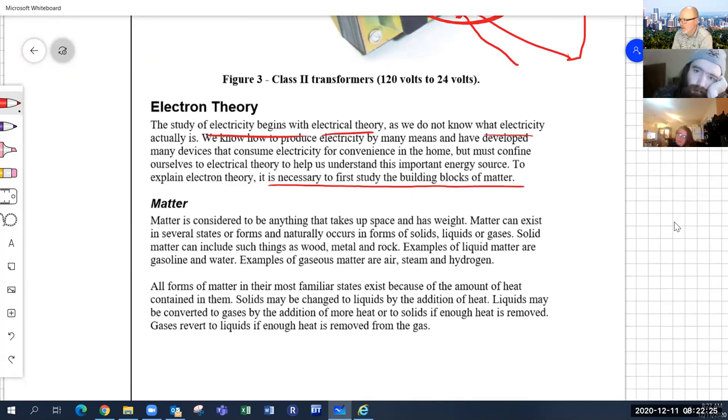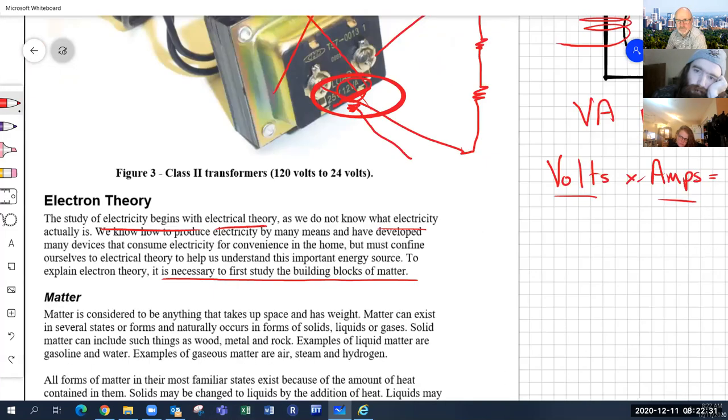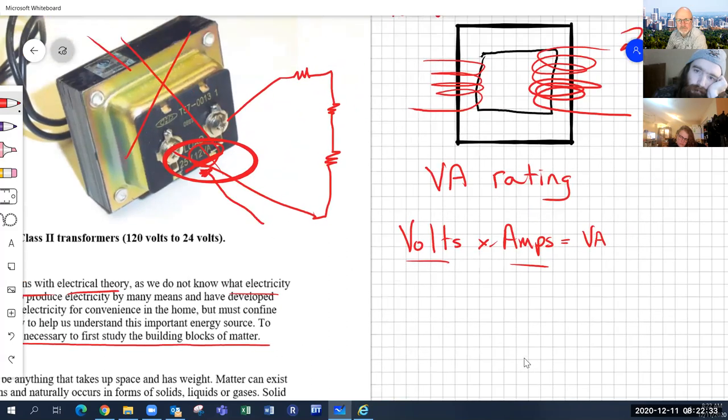Oh, hey, Doug, I got a question for you. You might know the answer. The VA rating, the volt amperage rating, would that have a direct relation to whatever it is in your house, like a 120 volt breaker or a 13 amp breaker?